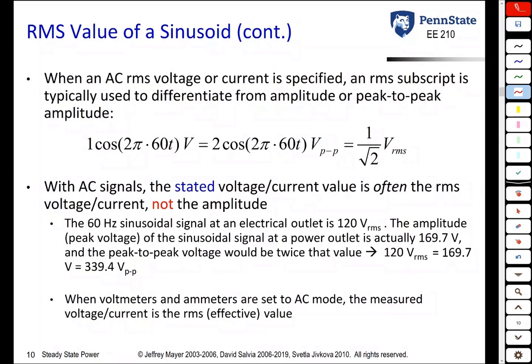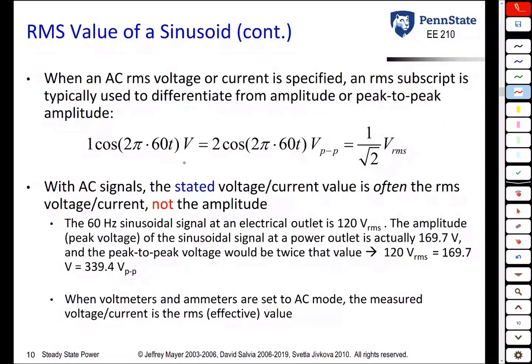What that means then is when you have an AC circuit driven by a sinusoid, very often when we talk about the amplitude of the sinusoid driving the circuit, we are talking about its RMS voltage. And the way we differentiate between RMS voltage and magnitude or amplitude and peak-to-peak amplitude is by the subscript.